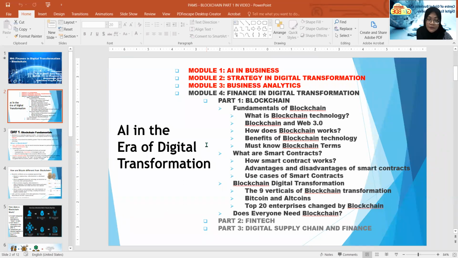Let me recap how Module 4 comes in this course on AI in the era of digital transformation. For the past 7 or 8 weeks, you have gone through modules 1 until 3. Today, we will begin the lecture on module 4, which is the last module, covering finance in digital transformation. This module covers 3 topics. Mine is on blockchain, and then Dr. Hasimi will cover fintech, financial technology, and then 2 instructors from Sun Yat-sen University will be covering digital supply chain and finance.